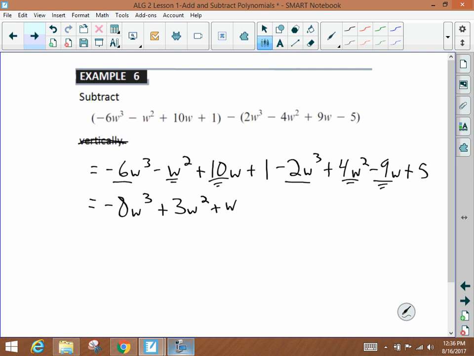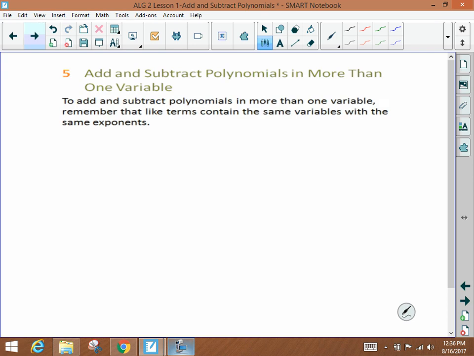And then our last two terms that we can combine are the 1 and the 5. 1 plus 5 is 6, and we're done with that problem. Don't get too excited.